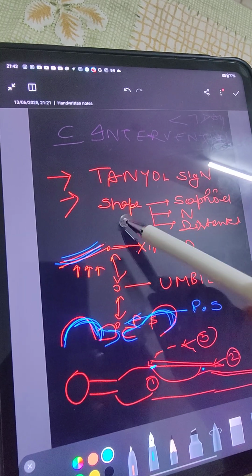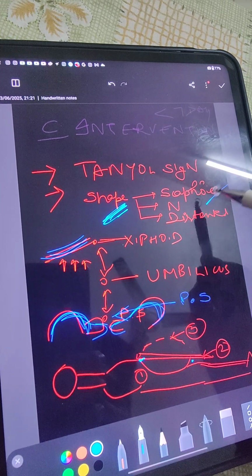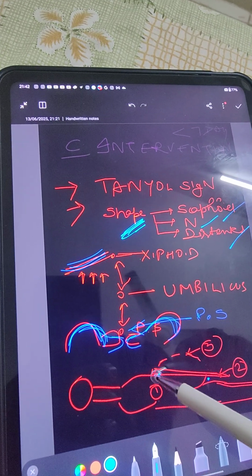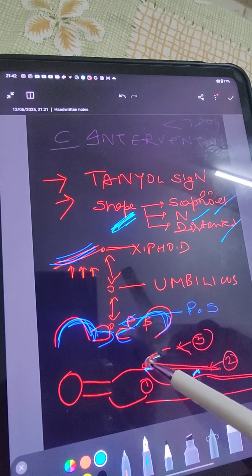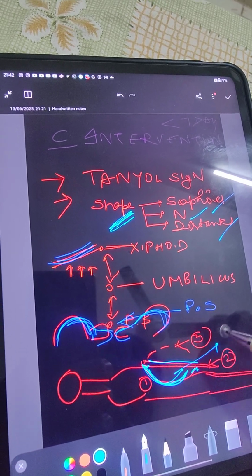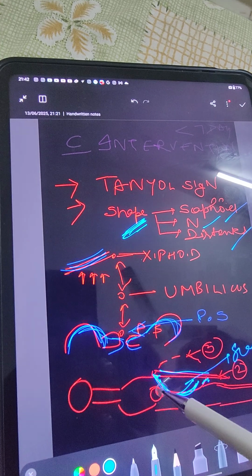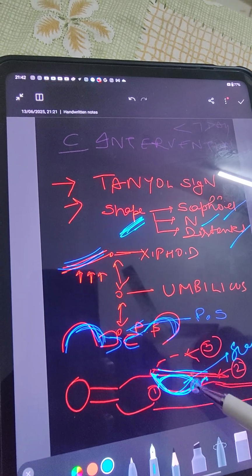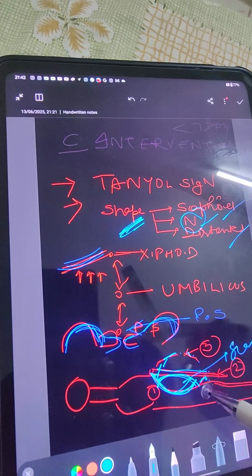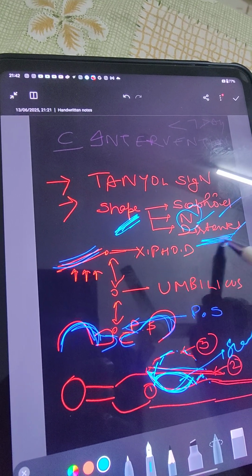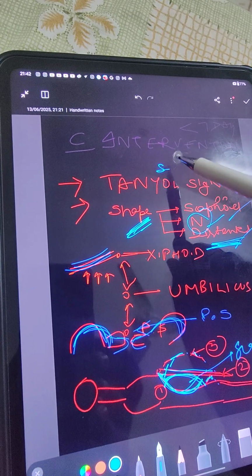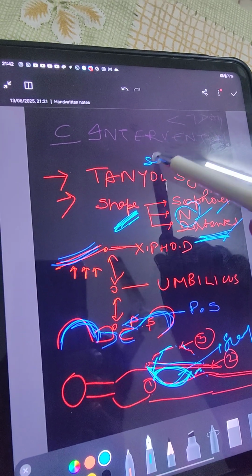First we will see the shape. Shape can be scaphoid, normal or distended. If a ruler is put on the xiphoid and pubic symphysis, then the abdomen will look like this. This is scaphoid shape. If it touches the ruler, that is normal, and if it is outward of the ruler, it is distended shape.